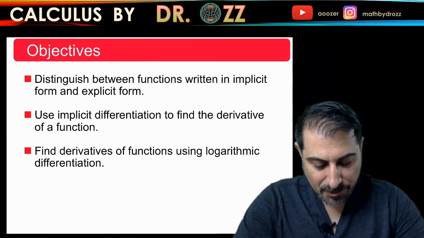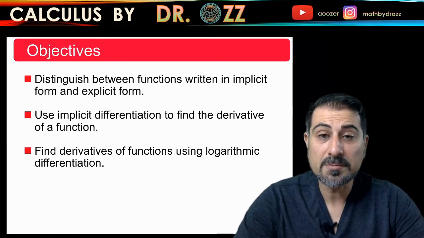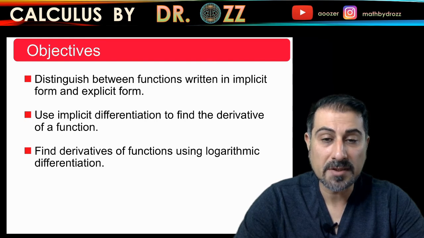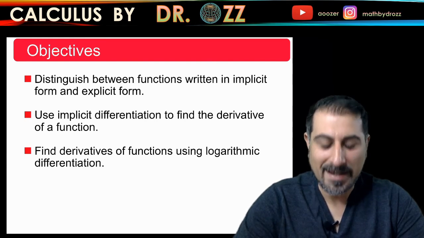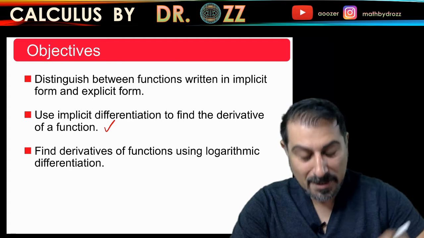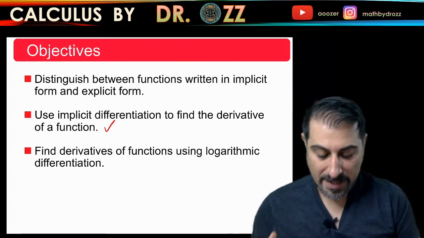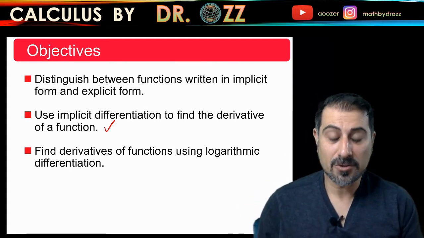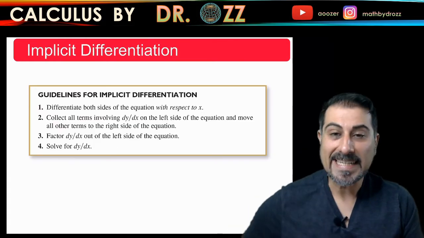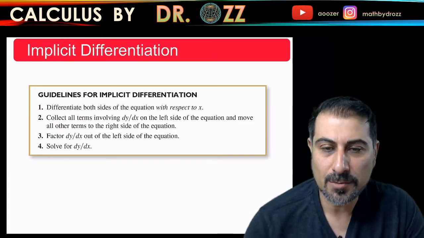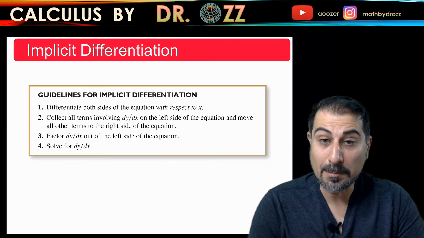All right, in the first video, we talked about the differences between implicit and explicit forms. So now we're gonna implicitly differentiate implicit functions. So we have to have an implicit function to start with. And here are the guidelines to implicitly differentiate implicit functions.